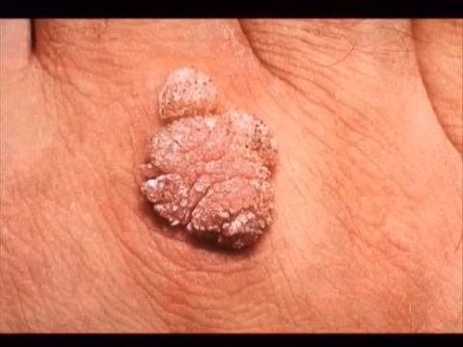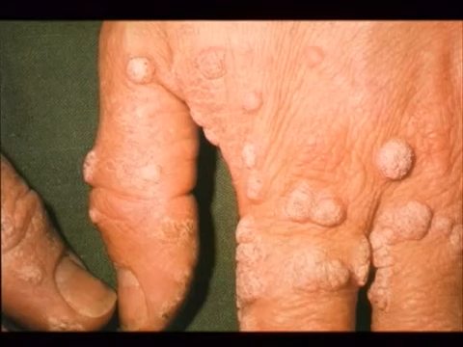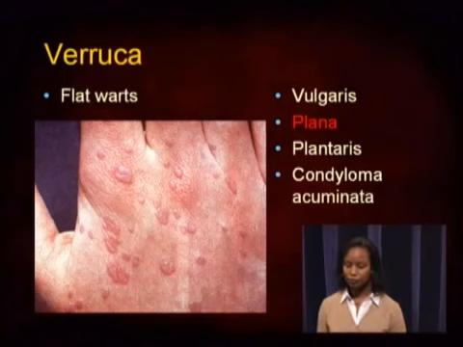Couple of common warts here. Classic verrucous surface. Here again, a verrucous surface, multiple in numbers. If you see a lot, you might consider looking for immunodeficiency in a patient, but that's not necessarily the case.